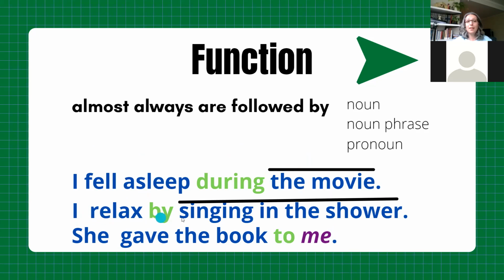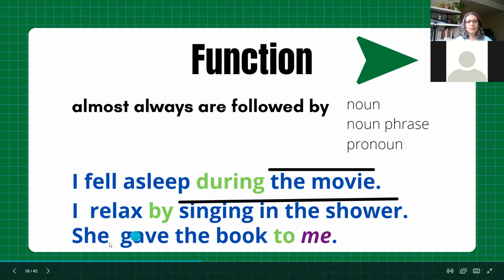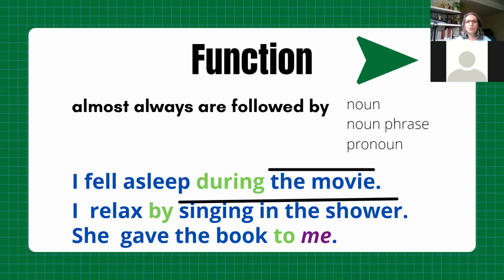I relax by singing in the shower. So singing in the shower is a noun phrase. That whole thing is a noun phrase. And in the last example, she gave the book to me, me being a pronoun. So those are examples of prepositions that introduce a noun, a noun phrase, and a pronoun.